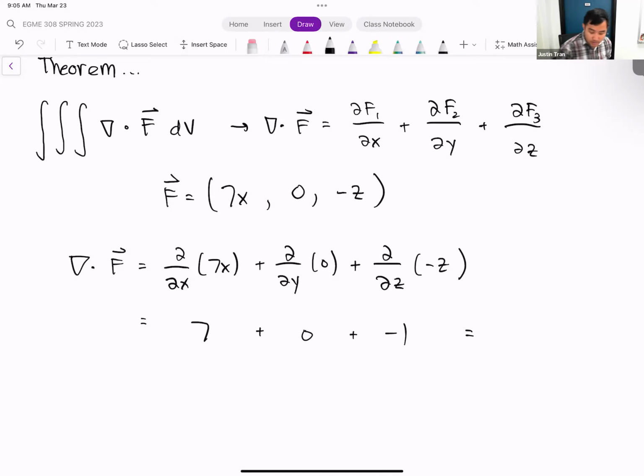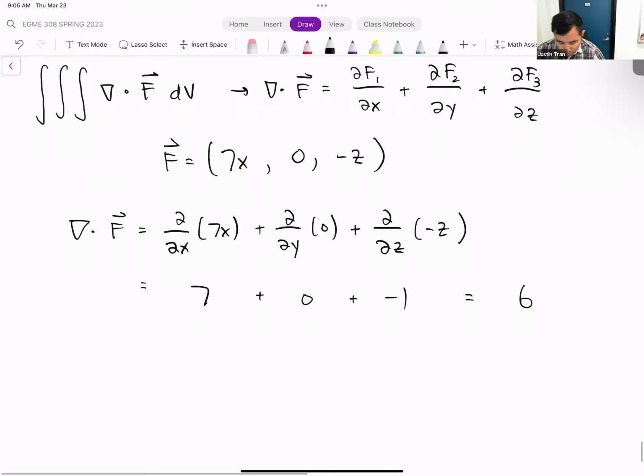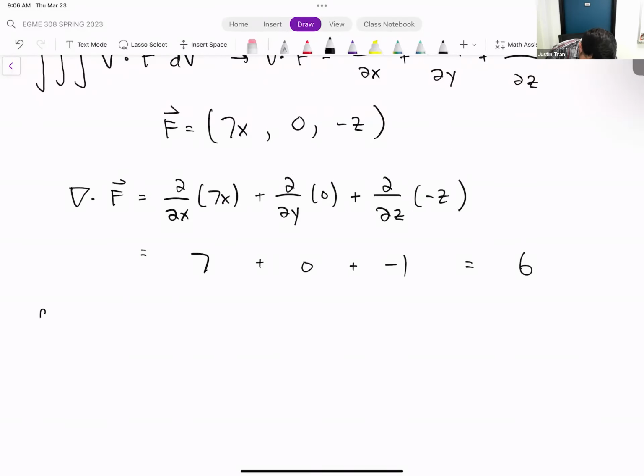Right, and so we plug all this in, we just do the arithmetic, we have 7 minus 1, which is 6. Okay. And so our triple integral of the divergence of F dV is just going to end up being the triple integral of 6.